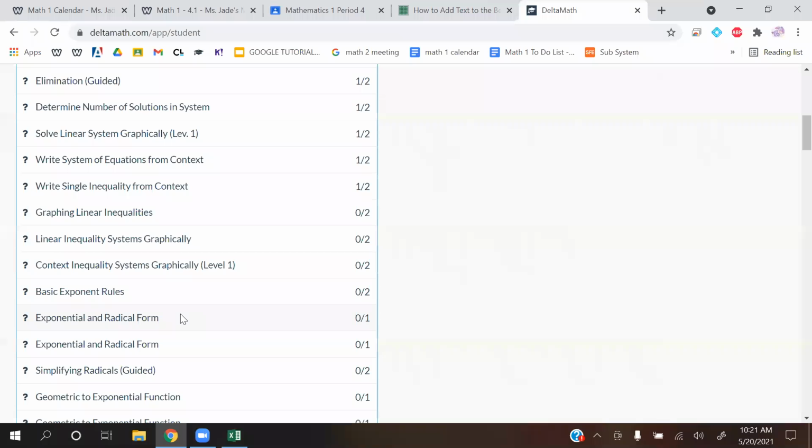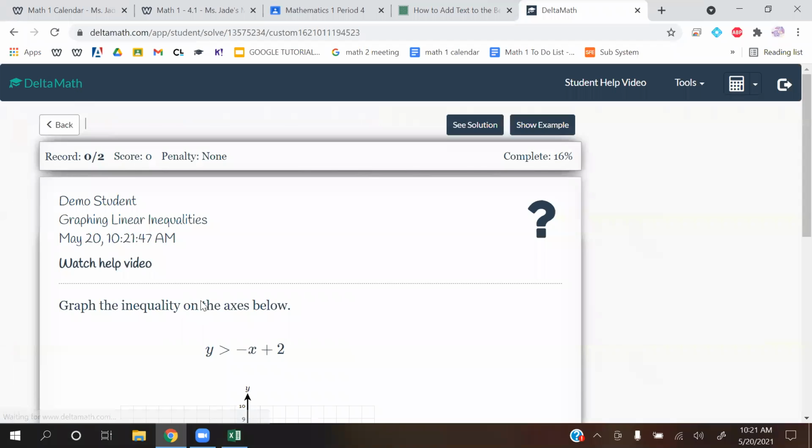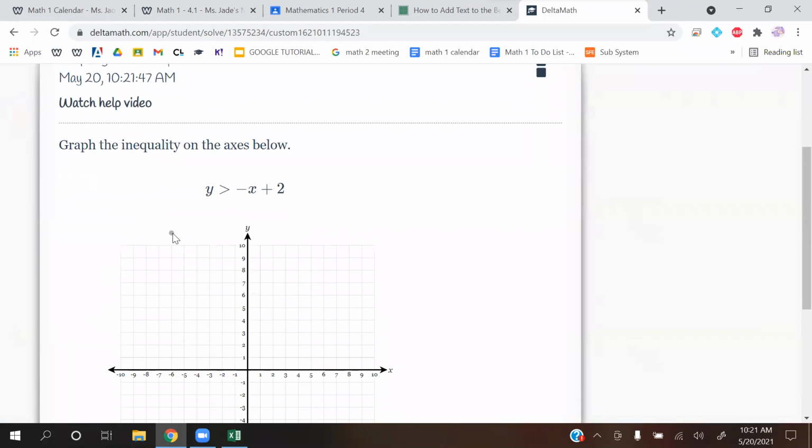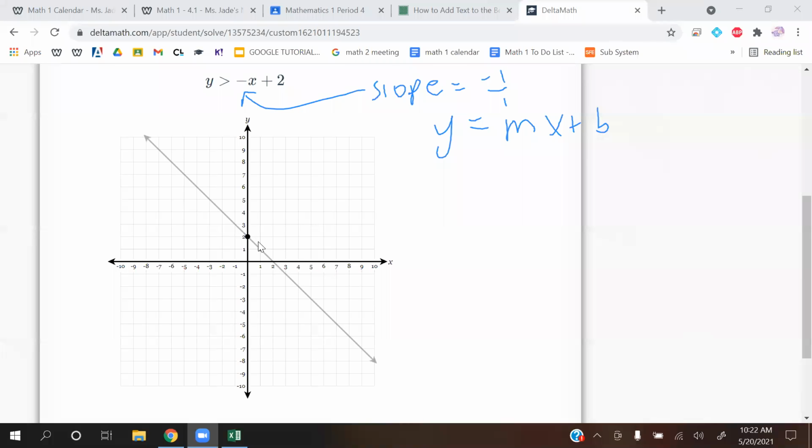Let's graph linear inequalities. Graph the inequality on the axes below. So this is kind of like y equals mx plus b form, and we're going to treat it like that for now. You start off with your y-intercept at 2, and then we have a slope of -1. So a slope of -1 is -1 over 1. Let me write that out. So it's a rise of -1 and a run of 1. That means we go down 1 and run right 1.